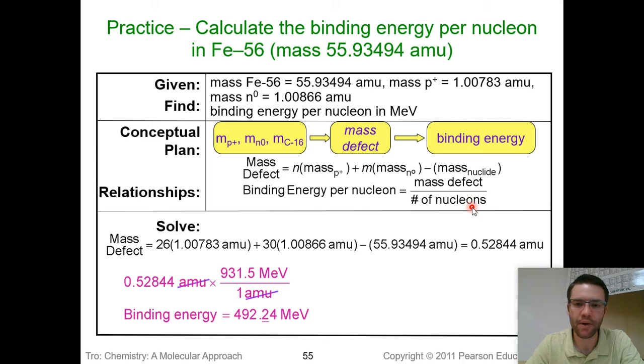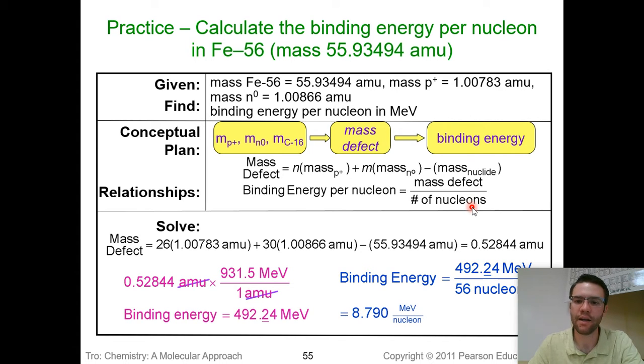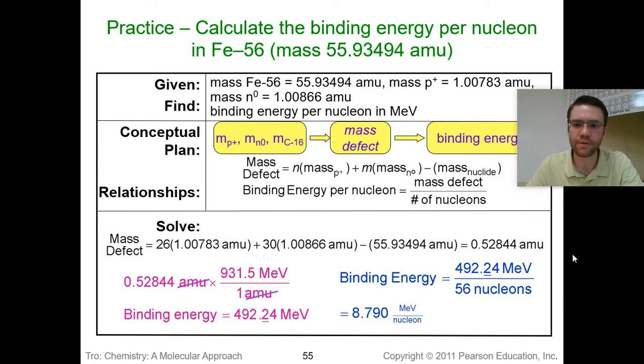Well, how much is that per proton and per neutron? Again, divide that by the total number of protons and neutrons in the isotope, and you get 56 there, and we get 8.79. So this is much higher than our last one for carbon. And that's on that graph that I showed you. That's that peak on the graph.